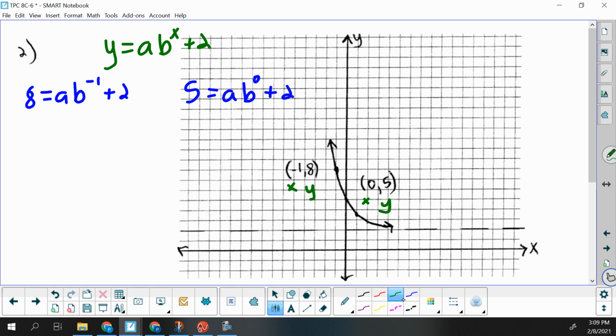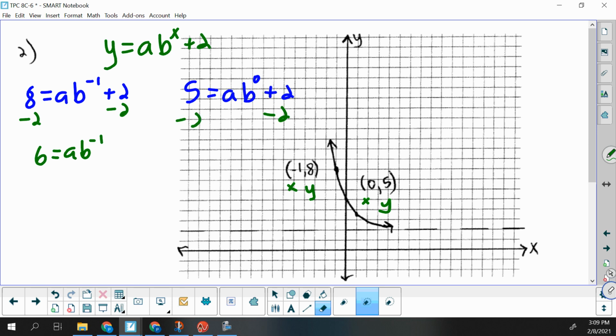First thing we should do after we sub the x's and y's in, add or subtract whatever you have. So we're going to subtract 2. Oops, not 4, but 6. We'll have 6 equals a times b to the negative 1. Subtract the 2. We'll have 3 equals a times b to the 0.